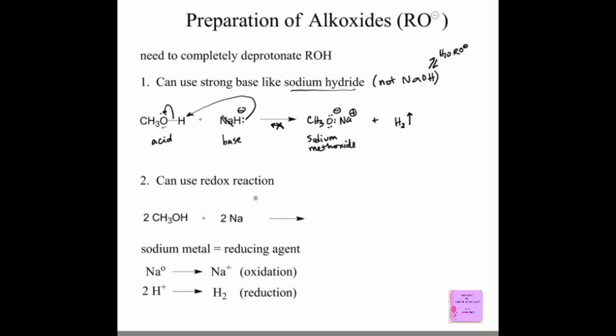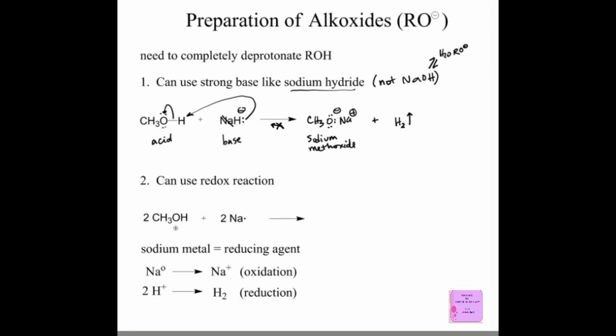Another possibility is to use a redox reaction to do this, pretty much the same transformation. But instead of using sodium hydride, we're going to use sodium metal. So this is sodium 0 or sodium dot. This is a metal. It has a single electron in its valence shell that makes it a very good reducing agent. We've seen sodium metal as a reducing agent for alkynes, doing the dissolving metal reduction to a trans alkene.